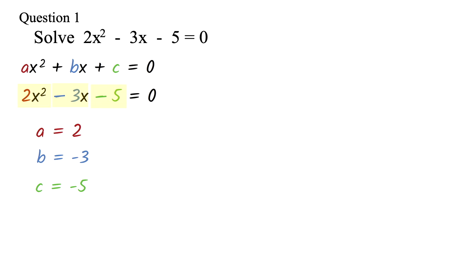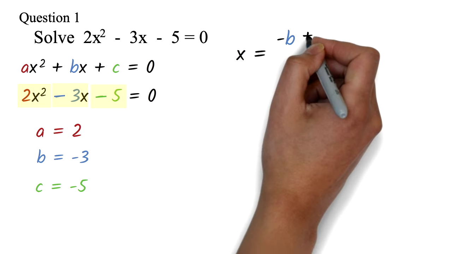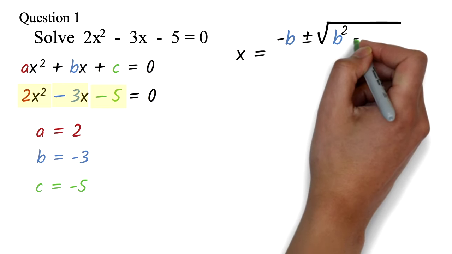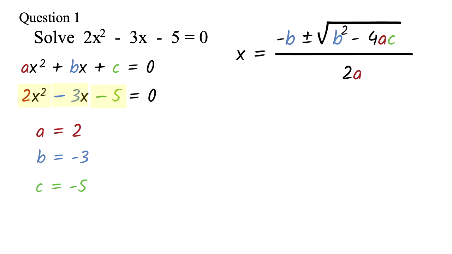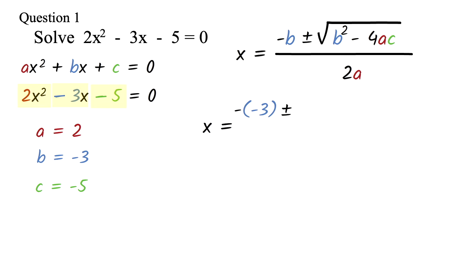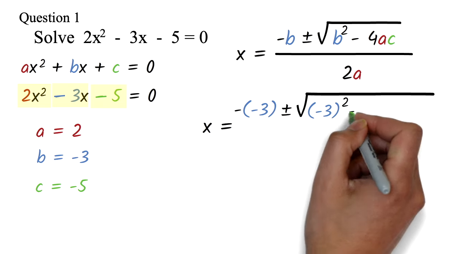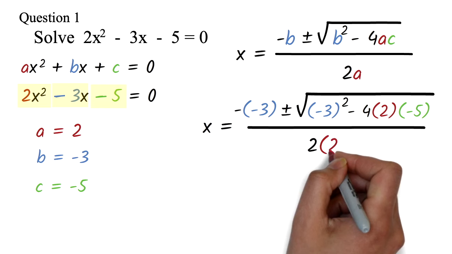Now we put these values in our formula. The quadratic formula is x equals minus b plus or minus square root of b squared minus 4ac all over 2a. We'll just replace each of the letters by their values. Please take note of the color code so you know where everything is coming from. We have x equals minus -3 plus or minus square root of -3 squared minus 4 times 2 times -5 all over 2 times 2.